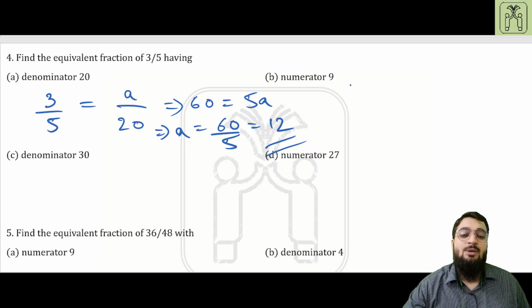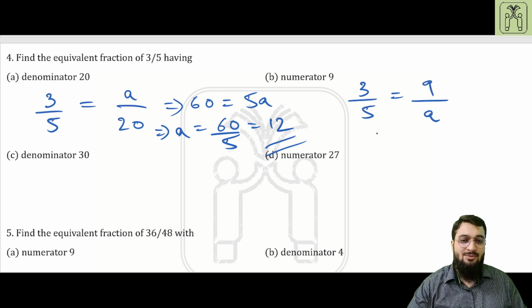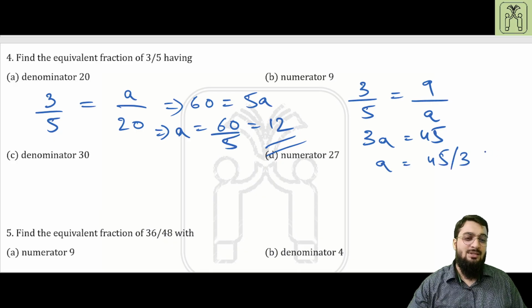Now coming to the part of numerator as 9. So 3/5, we'll take the numerator, that is 9, and the denominator as a, we'll just take it 3a is equal to 9 5s are 45. Then we'll take a is equal to 45 divided by 3, that will be 15. So this is the answer.